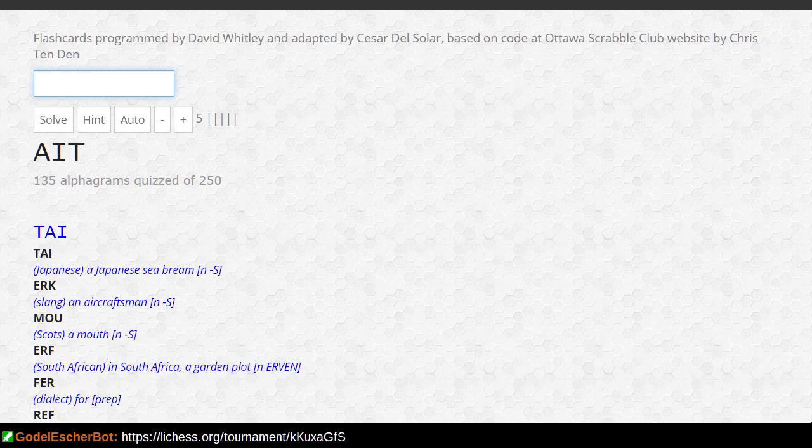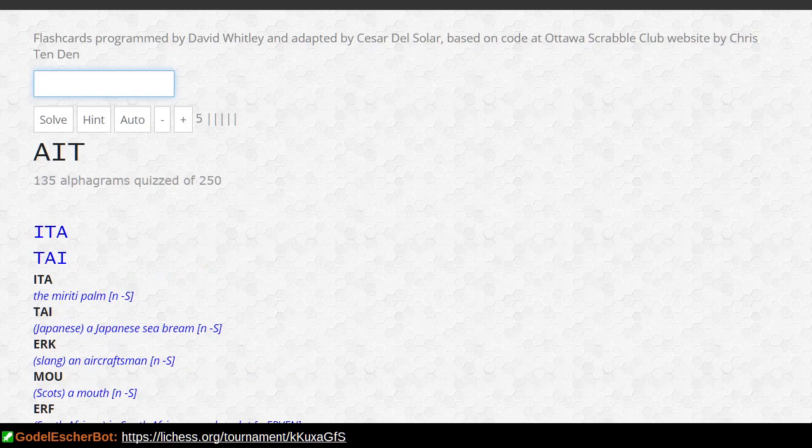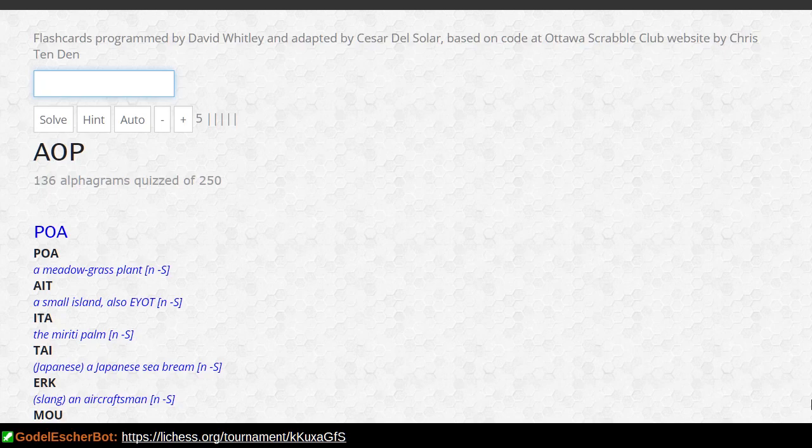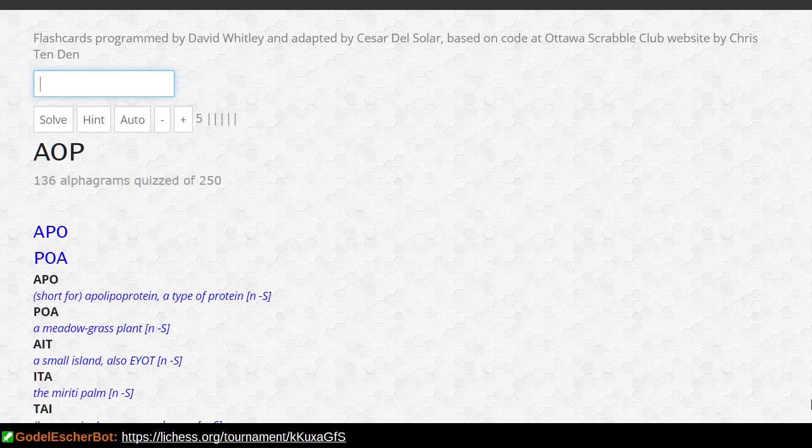Is eta in here? The Matiri palm. What else could it be? AIT. Small island. No reference to which dictionary, so it must be fairly common. Poa, a grass plant. Apo, short for Apoli.